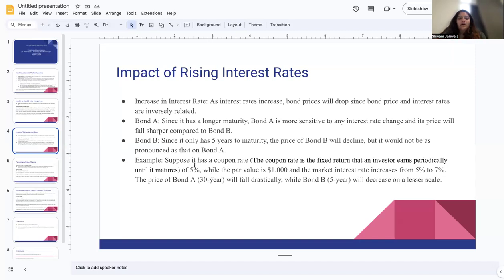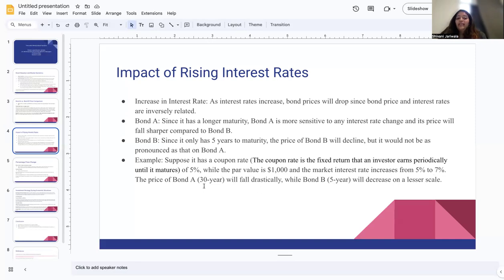For example, let's say it has a coupon rate. Coupon rate is the fixed return an investor is going to get periodically until the maturity date. So it has a coupon rate of 5%, while the par value is $1,000, and the market interest rate increases from 5 to 7%.